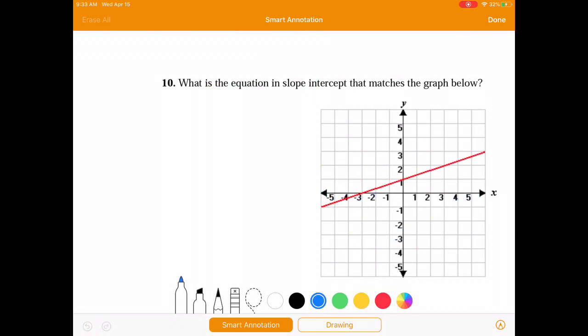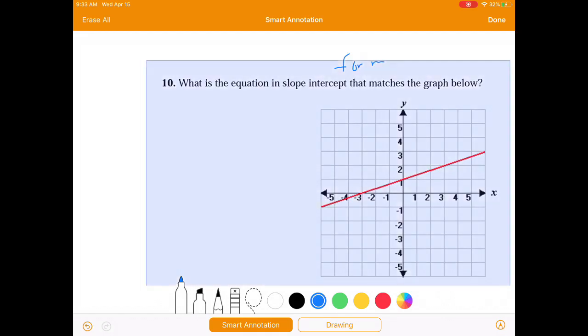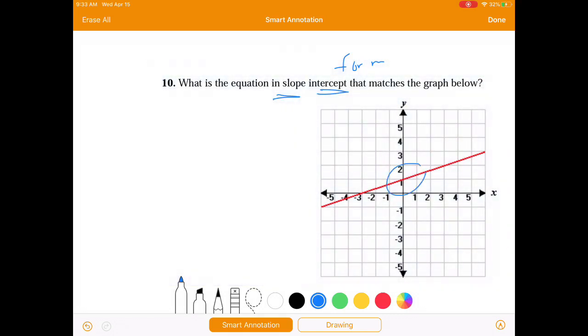And our final question is, what is the equation in slope-intercept form that matches the graph below? So in slope-intercept form, same thing. We need two things. We need to find the slope and we need to find the intercept. And the intercept is actually the easiest part. We know that it's the y-intercept, so that part is 1. So we know that b equals 1.